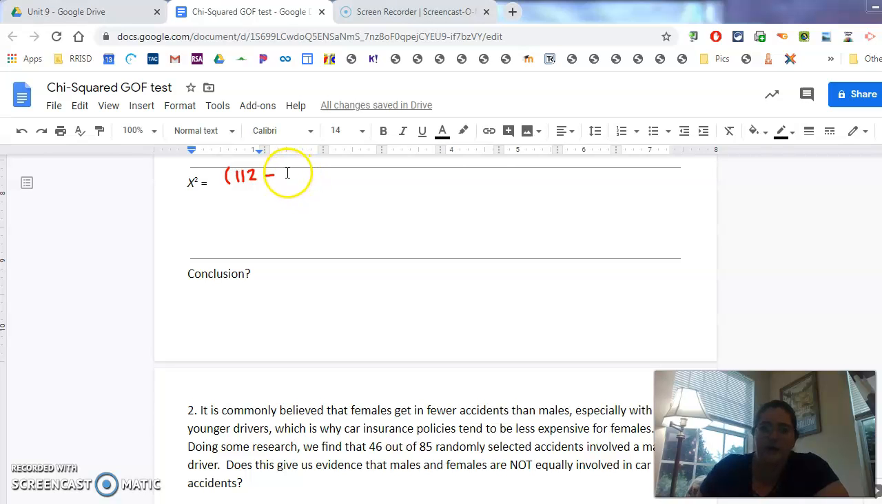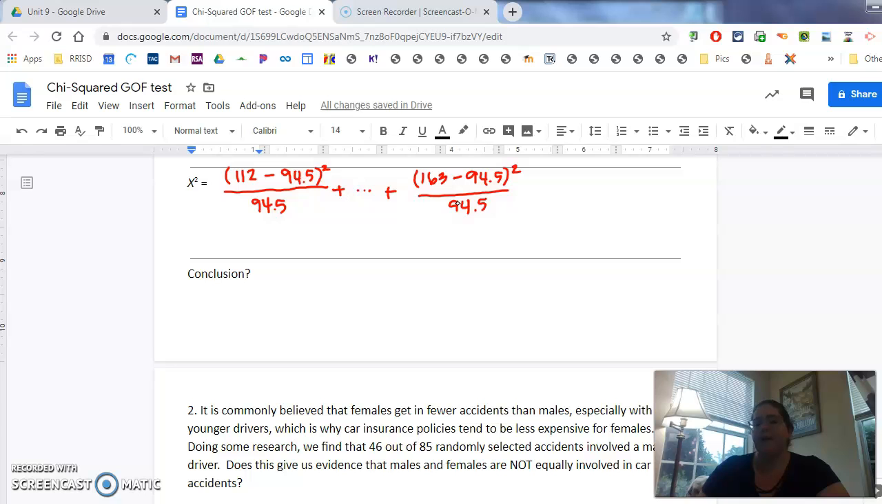So for example, I would start with red, and I would write in my observed, which was 112, minus my expected, which is 94.5, squared divided by my expected, which is 94.5. And then I would continue that with all the colors all the way till I get to the last color, which is brown. Observed there was 163, minus expected, which is 94.5, squared divided by 94.5. So that could be a lot of work, just depending on how many categories you have. It could take you quite a while to individually calculate each of those things and then add them all together.